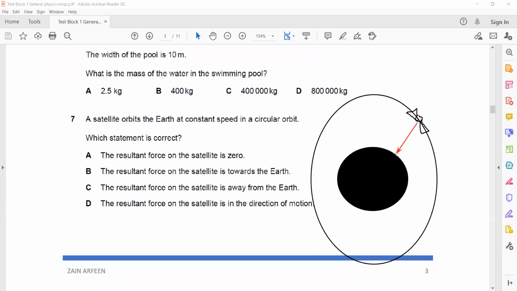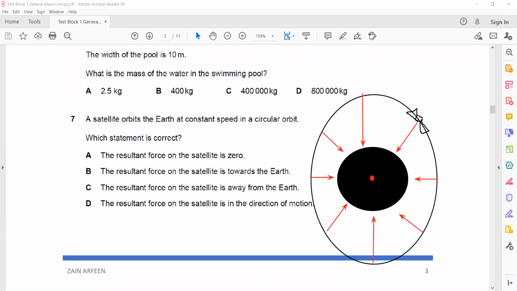The direction of force is always towards the center. Any point you take, the force of gravity is there, and that is responsible for its circular motion. The direction of the resultant force whenever an object moves in a curve or a circular path is always towards the center of the circle. So which statement is correct?